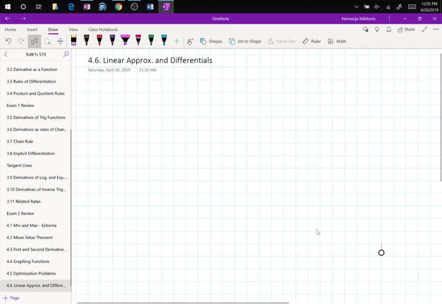So this section will teach us how to compute these values to great precision. And we will then, in differentials part, we will learn how to approximate the change. So we'll see that. So we start from linear approximation.